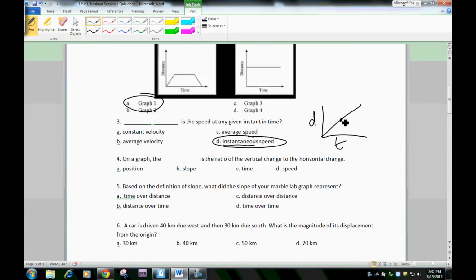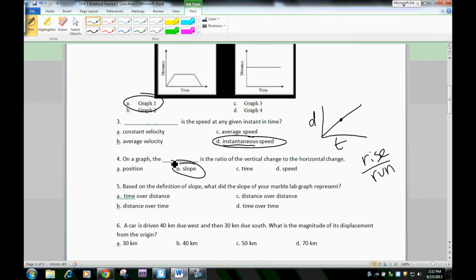Number 4, on a graph, the blank is the ratio of the vertical change to the horizontal change. So again, the vertical change, which is the rise, to the horizontal, which is the run. So you know rise over run to be slope.